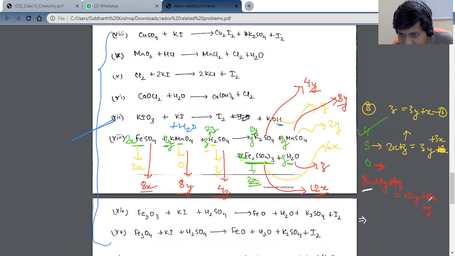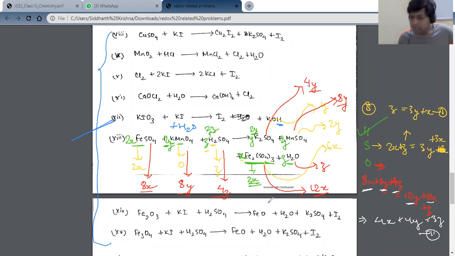So this and this you can make up as 4x, plus this and this you can make up as 4y is equal to 3z. Is it clear to you? So 4x plus 4y is equal to 3z. Okay. So now you have three variables and two equations.